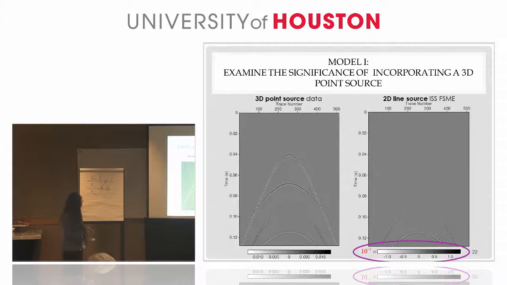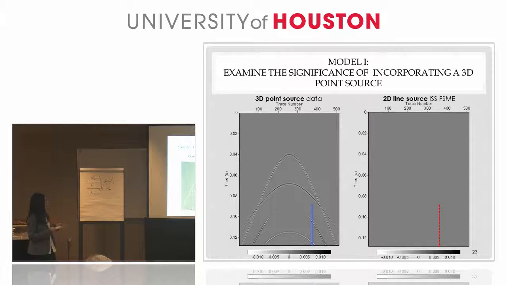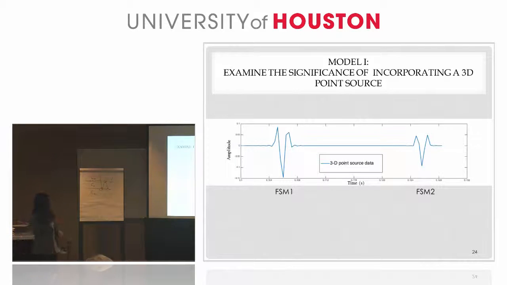You can see that here, the prediction result contains a very small amplitude compared to the original data. If we plot them on the same scale, you can barely see any prediction in this result if you mismatch the source dimension. Let's arbitrarily pick one trace to do the trace comparison. And again, this blue solid line represents the original 3D point source data. We plot this 2D line source prediction on the same plot.